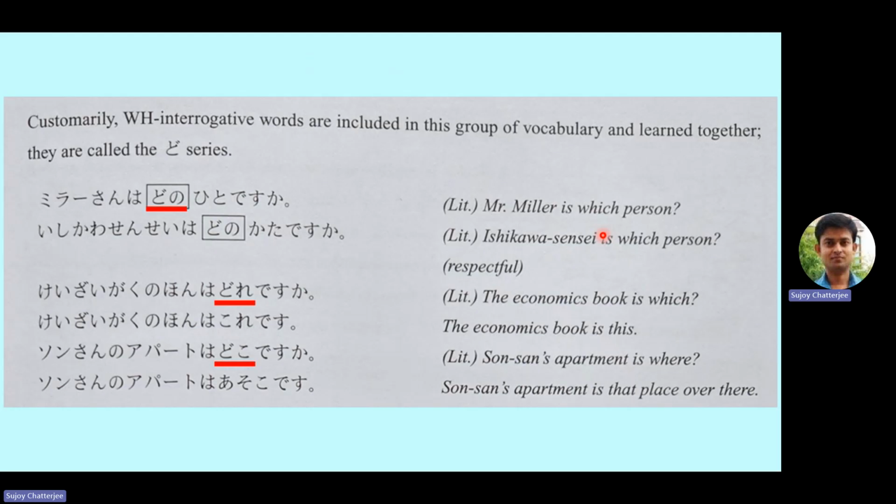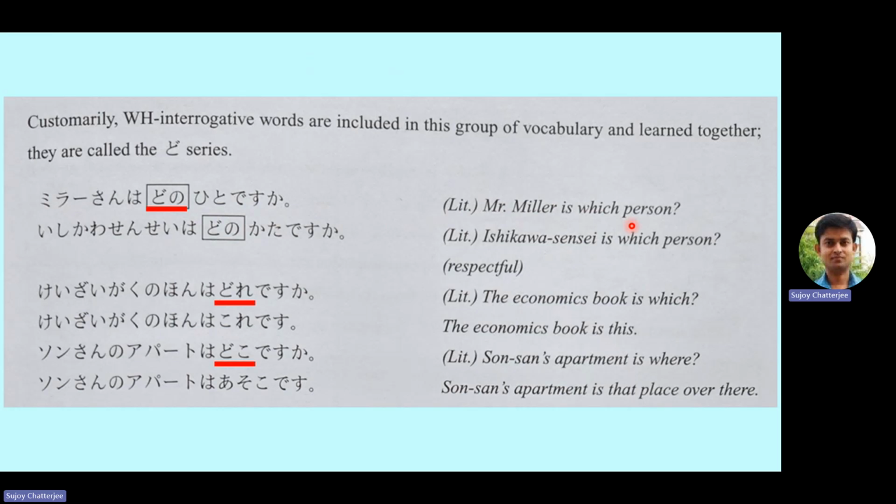So customarily WH interrogative words are included in this group of vocabulary and learned together. They are called the do series. So for example, let's see. Mira san wa dono hito desu ka? That means the literal meaning will be Mr. Miller is which person? That means which person is Mr. Miller? Which person? Dono hito. So we are asking about a specific person. So it will be dono, and the answer will be kono hito wa Mira-san desu.